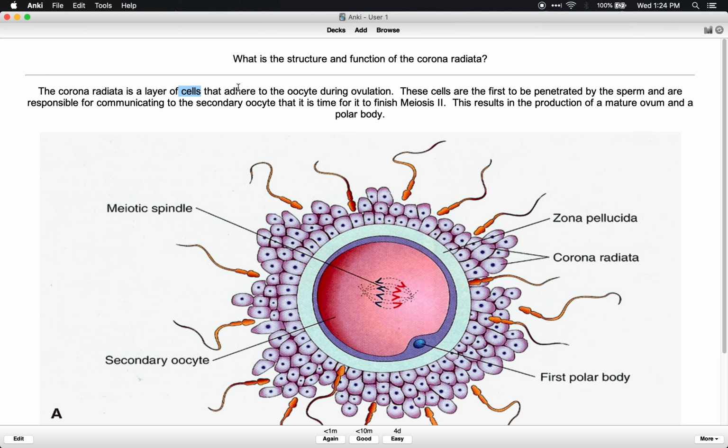Layer of cells that adheres to the oocyte during ovulation, first to be penetrated by the sperm, and responsible for communicating to the secondary oocyte that it's time to finish meiosis 2. Production of a mature ovum and a polar body. Okay, so a layer of cells that adheres to the oocyte during ovulation, and is the first site where sperm penetrates, where it will tell the secondary oocyte to finish meiosis 2. Okay. And this results in the production of a mature ovum and a polar body.